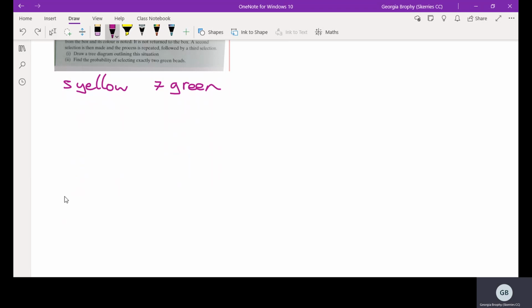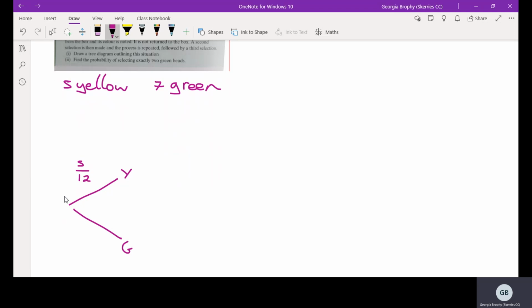Okay, now you're going to make a choice and 1 of 2 things is going to happen. You're going to choose yellow, or you're going to choose green. Now the probability of you choosing yellow is 5 over 12. But let's say you've chosen yellow.